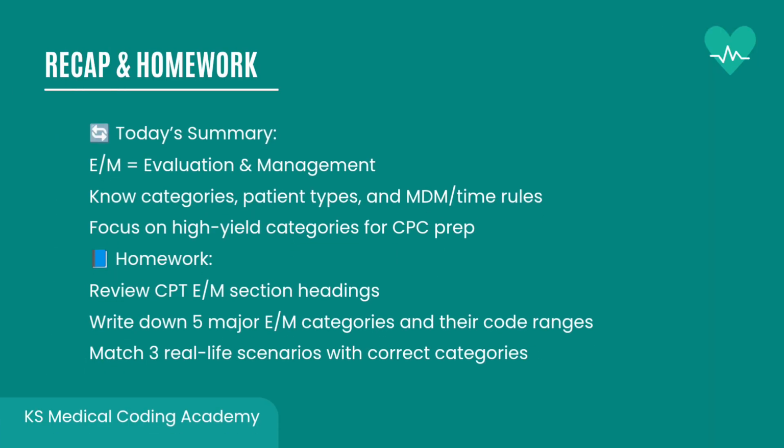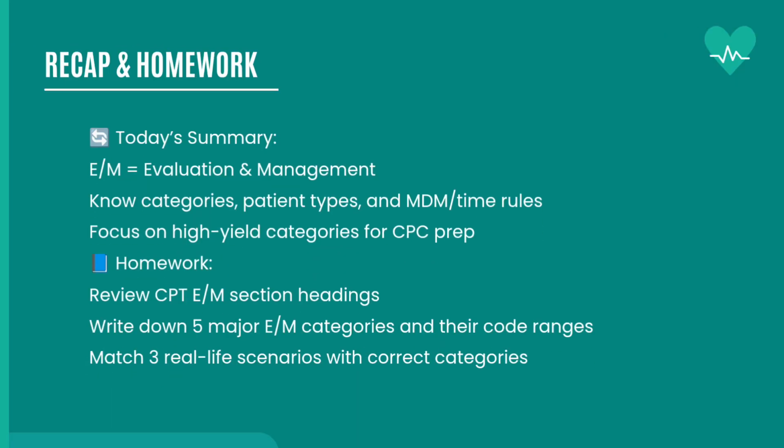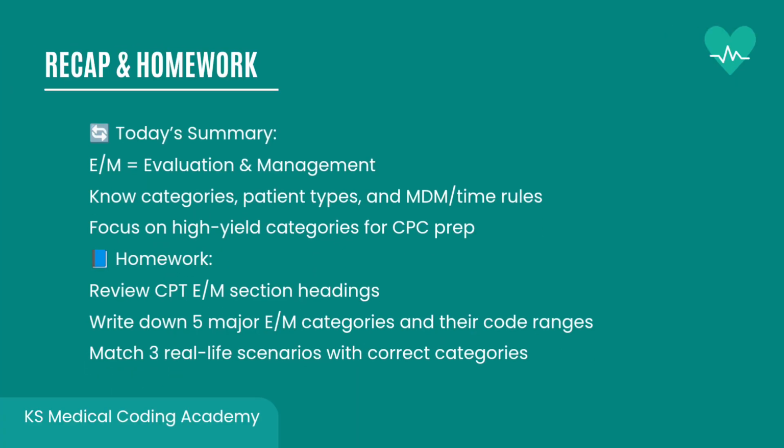Let's recap today's lesson. EM codes represent the cognitive work of providers. They're chosen based on patient type, place of service, MDM, and time. Categories like office, hospital, and ED services are essential to master. Don't forget the 2025 updates, especially for office visits. For homework, review the headings of each EM category in your CPT Manual. Write down 5 EM categories and their code ranges. Match 3 real-life scenarios to the correct EM category and code range.